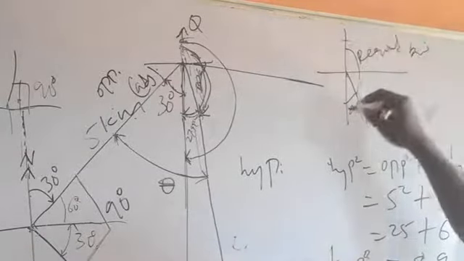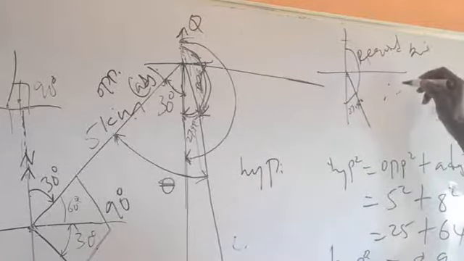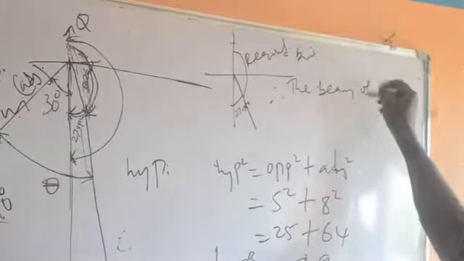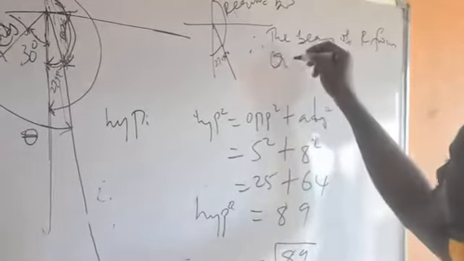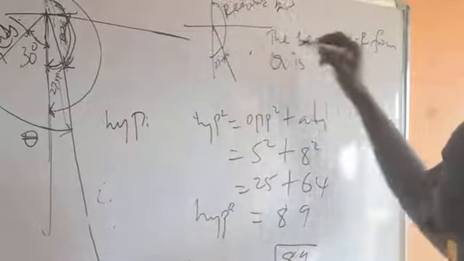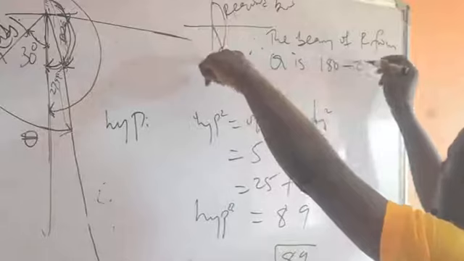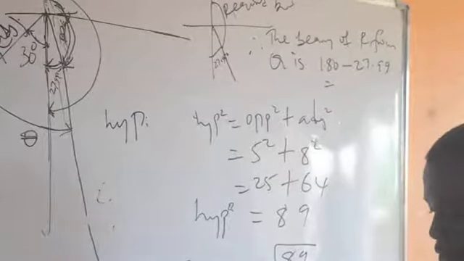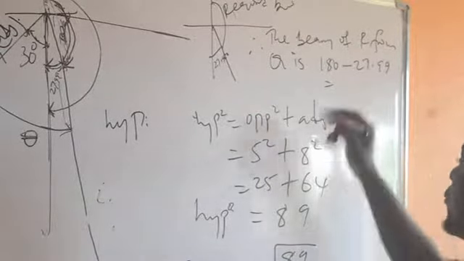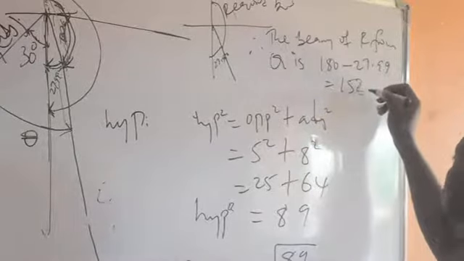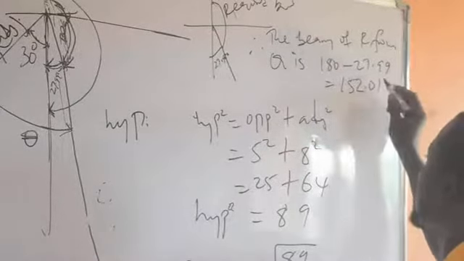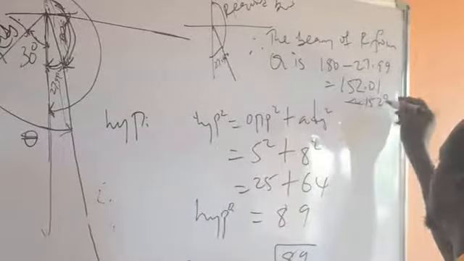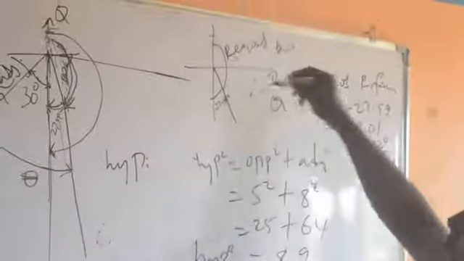The whole angle in a straight line is 180 degrees. Therefore, the bearing of R from Q is 180 minus 27.99, which gives 152.01 degrees. Set to 3 significant figures, that is approximately 152 degrees. So that is the bearing of R from Q.